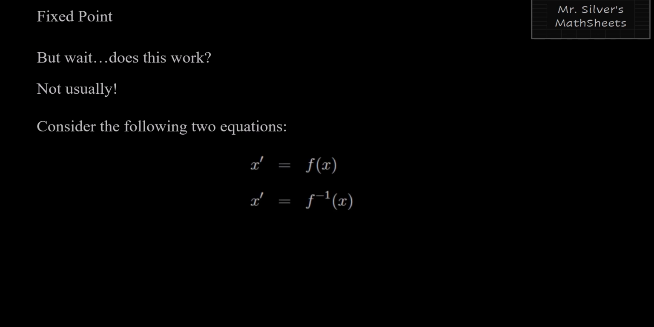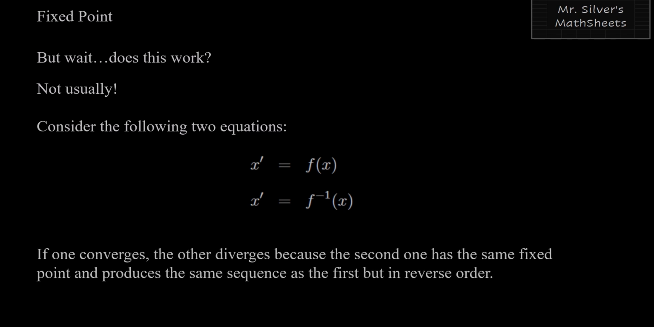But wait, does this work? Not usually, no. Consider the following two equations. You have x prime equal f of x and x prime equal f inverse of x. If one converges, the other definitely doesn't converge because they both have the same fixed point, and they produce basically the same sequence, but one produces it in the forward order and the other one in the reverse order. So if one's converging, the other one's moving away from the fixed point.